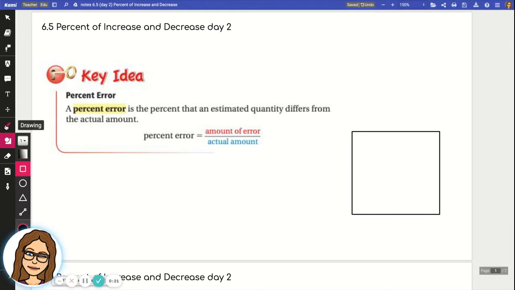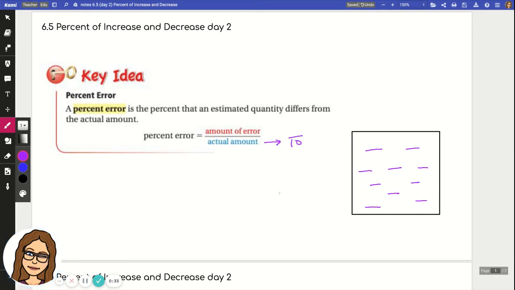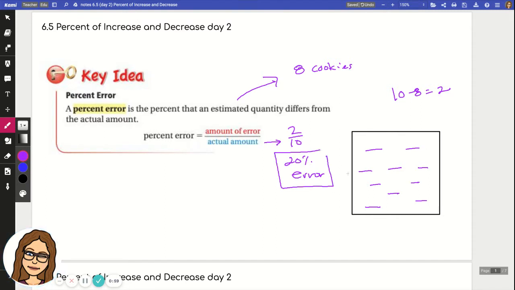So think about it this way. If we have a cookie jar here, and we have 10 cookies, I know that the actual amount of cookies is 10. You're going to estimate that there are 8 cookies in the cookie jar. Well, what's the amount of error? The amount of error would be 2 because 10 minus 8 is equal to 2. There's actually 10 cookies and you were off by 2. So 2 over 10 would be a 20% error. So you were off by 20%. And that's what percent of error means.